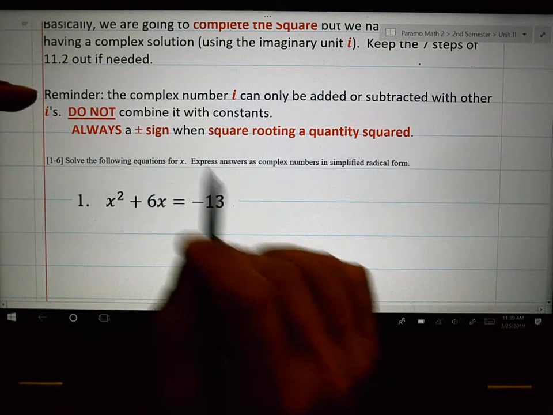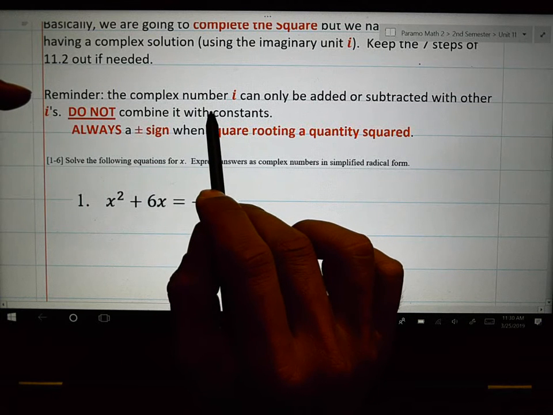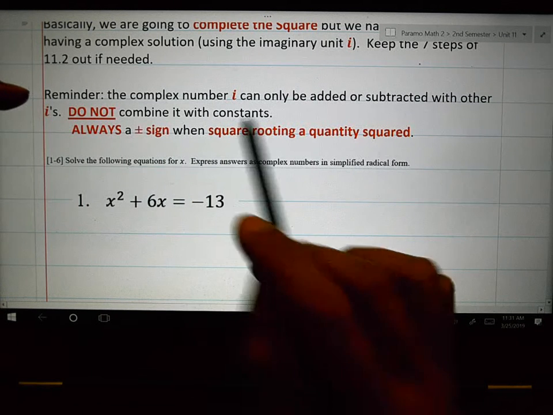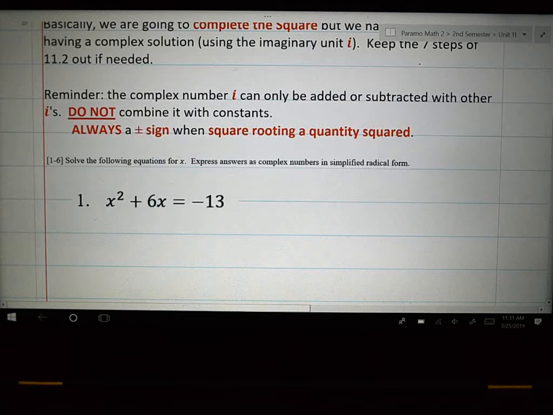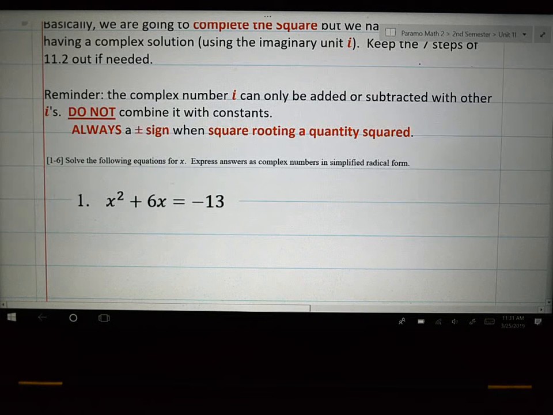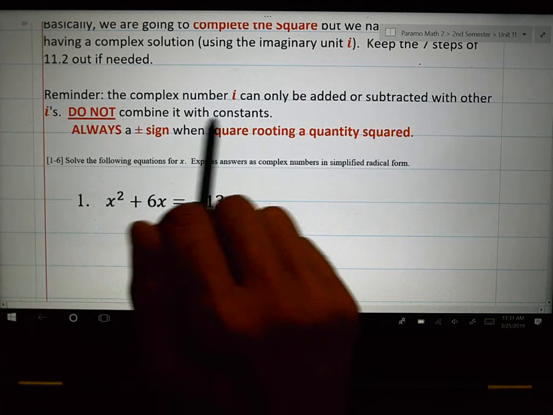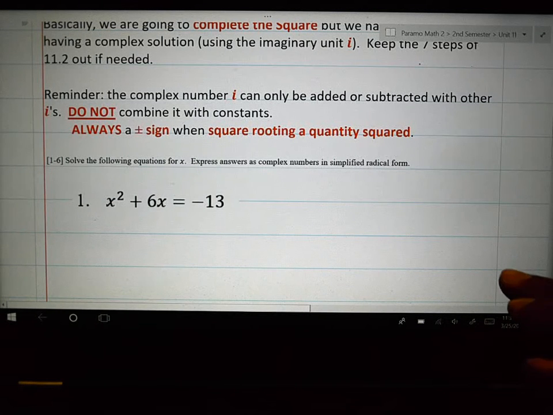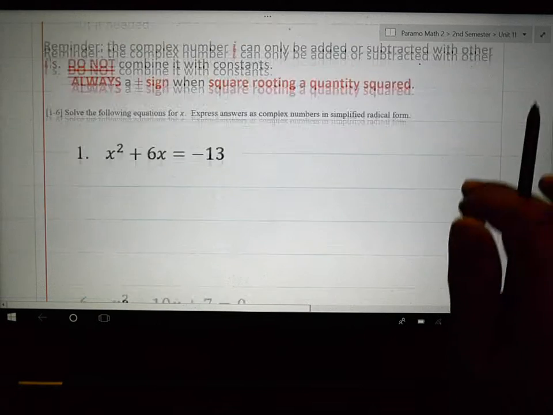Other reminders: you cannot add i, like 2i can only be added with another 2i or a 3i. You cannot add 2i plus 7 because those are not like terms. Only add i's with other i's, but you can multiply them. And do not combine it with constants. Always don't forget a plus or minus sign when square rooting a quantity squared.